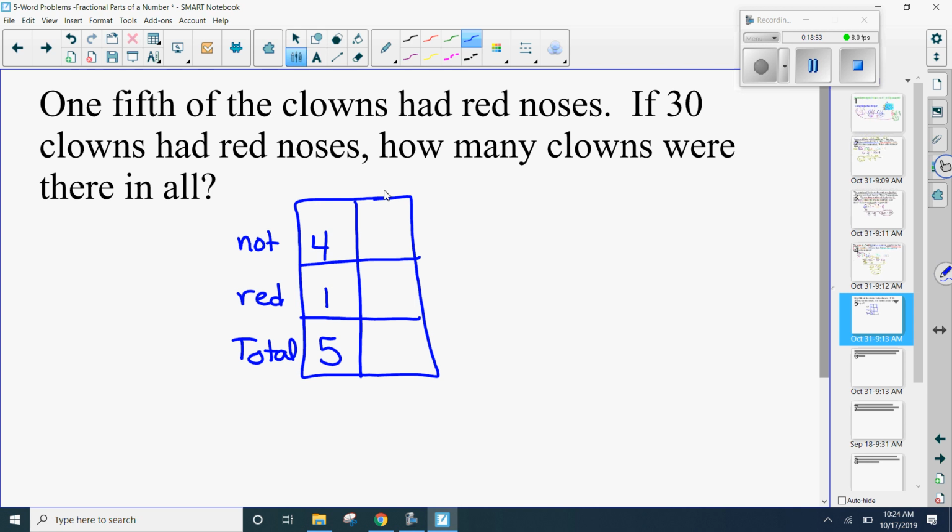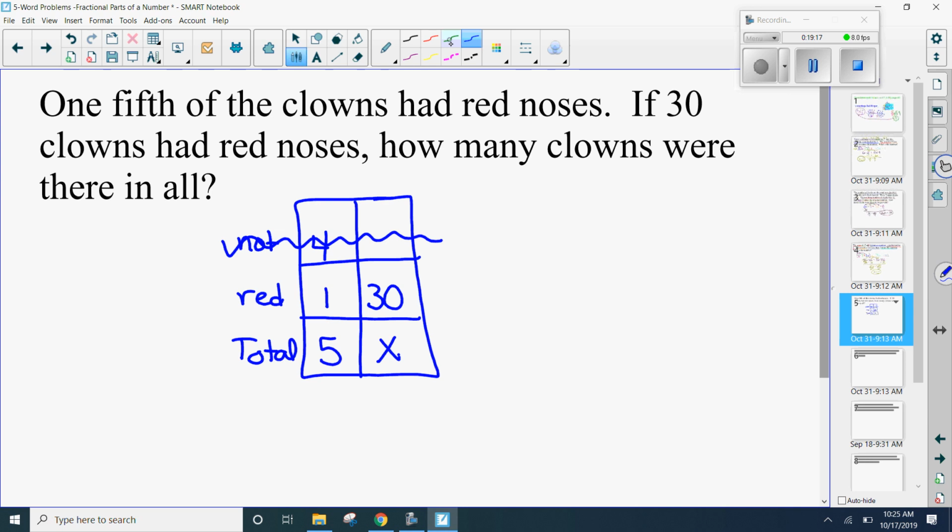Okay, but what do they tell us? If 30 clowns had red noses, so I want to go with red noses and I want to put 30. 30 clowns have red noses. How many clowns were there in all? What am I looking for? A total. How do you solve that? I do not need this piece of information.